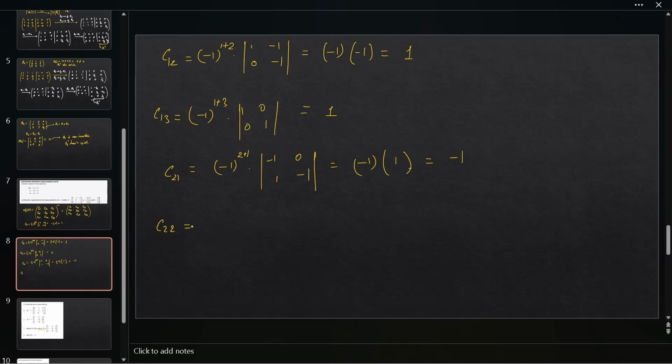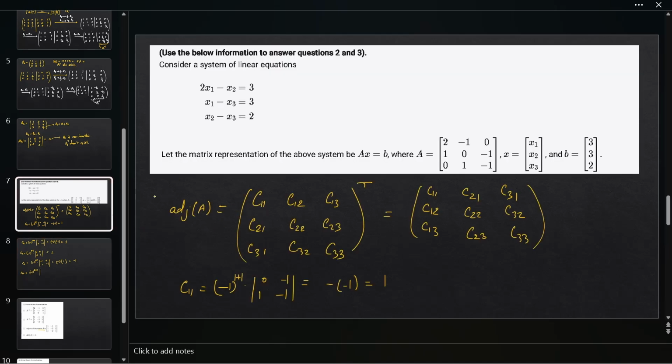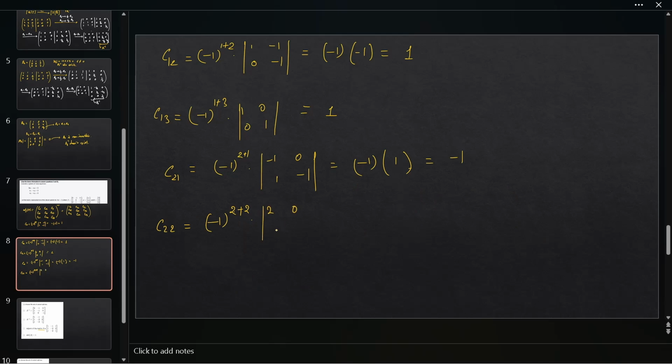Moving on to the C22, it is minus 1 to the power 2 plus 2 times the determinant of 2, 0, 0, minus 1, which is 1 times minus 2, which is equal to minus 2.